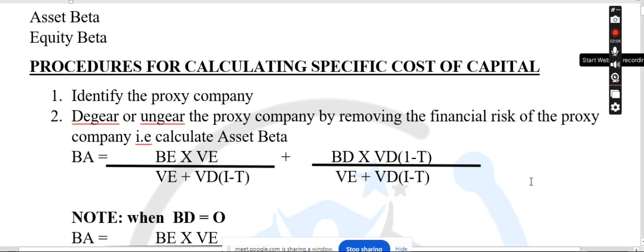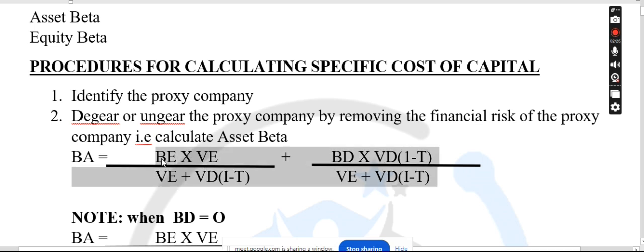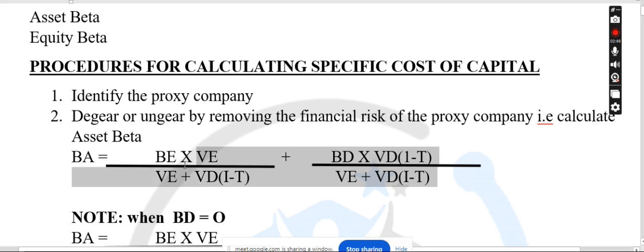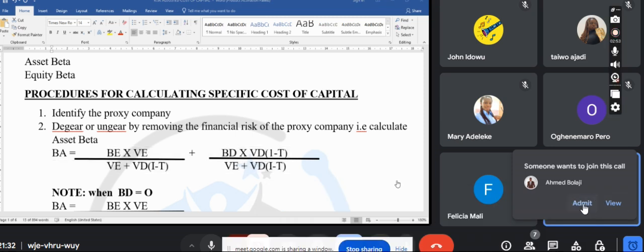So now this is the formula to determine that. Firstly, please don't forget that we are to calculate asset beta. BE is the equity beta for the proxy company. All these are for the proxy company, because they say degear or ungear, right? By removing the financial risks of the proxy company. When you remove the financial risk of the proxy company, you are left with the business risk of the proxy company, right? So this is the formula that we are going to use.